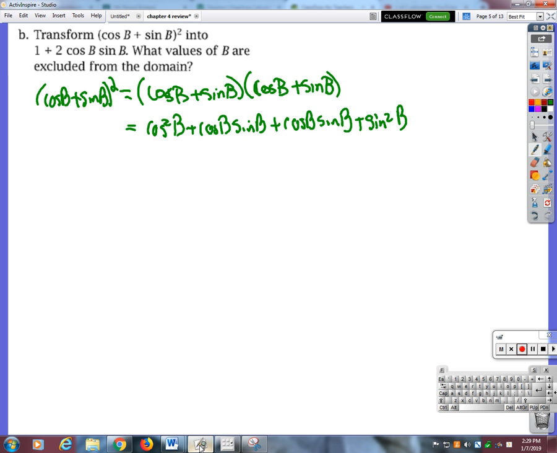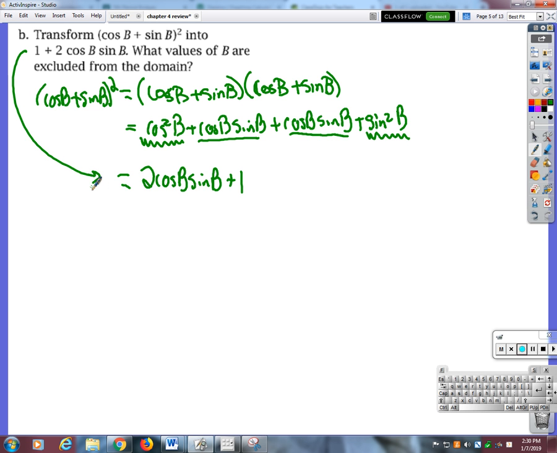Austin, you see anything we can simplify? What about it? What can I do with these two things? Yep, because they're both the same. So that's going to be 2 cosine b sine b. And then what have we tried to drill into your noggin for all eternity? Cosine squared plus sine squared equals 1. And that's what they wanted us to get. So we are done.